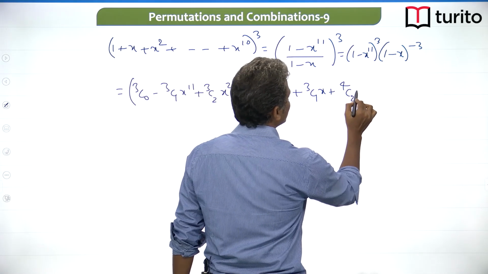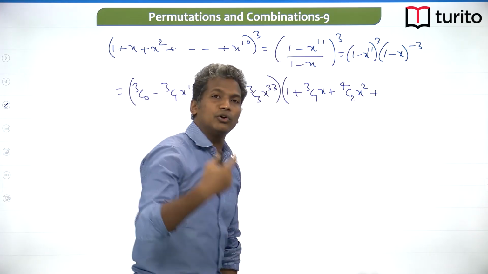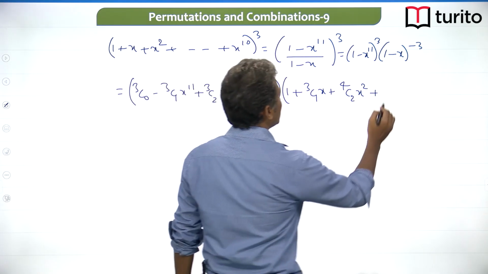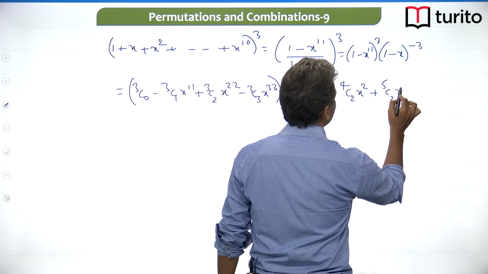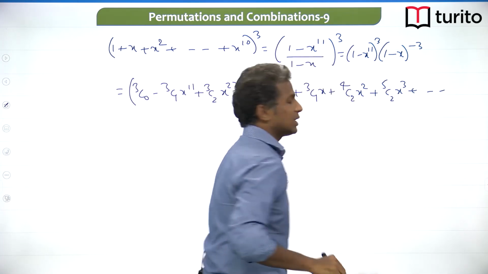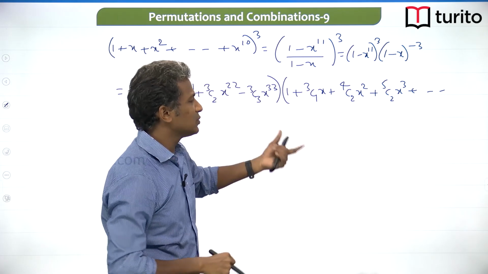So it becomes 4c2 x square. Now again 4 and 2 will go for plus 1, okay. So that means it becomes 5c2 x cube. This is the pattern. Once you are clear about the pattern, you can directly use the pattern and solve the problems, okay.